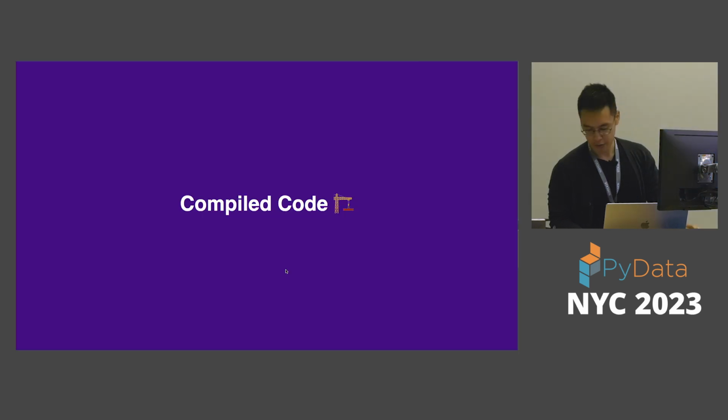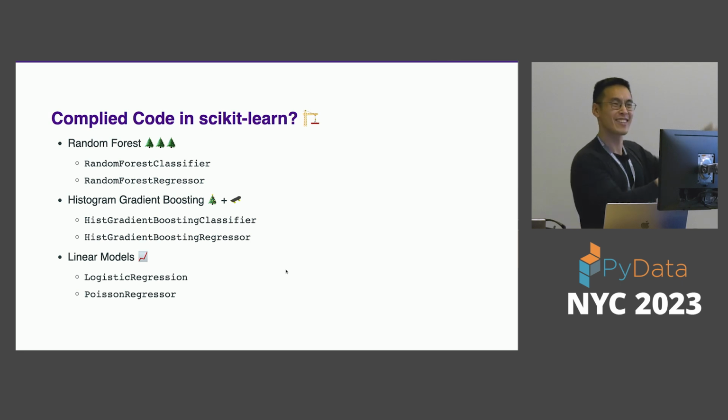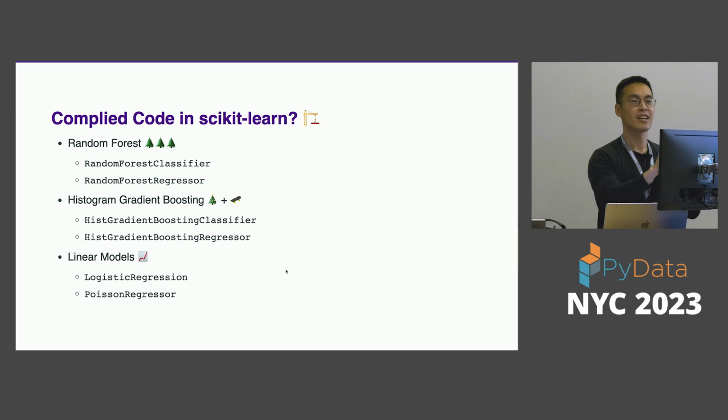So compiled code. This is a big one. Compiled code exists in many places. In Scikit-learn, it's in the tree algorithms, the efficient gradient boosting algorithm, and the linear models. Linear models use SciPy, which uses SciPy to optimize, which uses Fortran code, which is compiled. So there's compiled code everywhere. And the array API standard is a Python specification, so it doesn't touch compiled code.